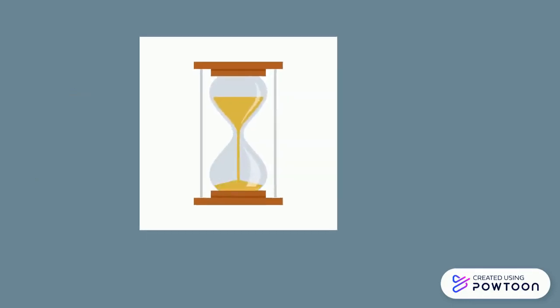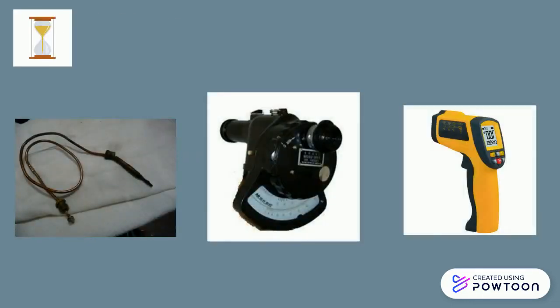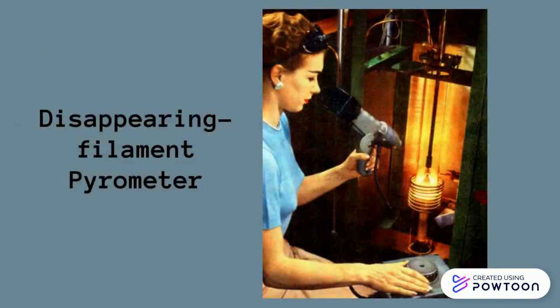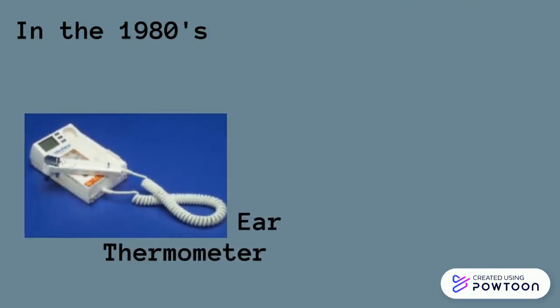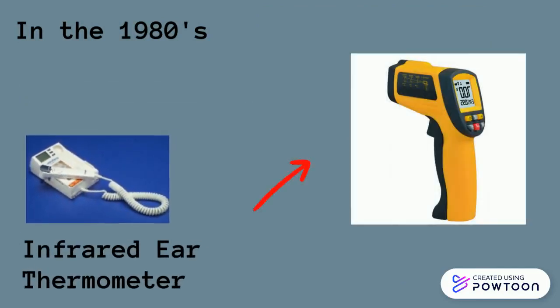Through the years, thermocouple, optical, and infrared pyrometers would eventually take over. In 1901, the first disappearing filament optical pyrometer came out, in which the temperature of a glowing incandescent object is measured by comparing it to the light of a heated filament. In the 1980s, the first commercially available infrared ear thermometers were out, and then finally transitioning to the more modern pyrometers of today.